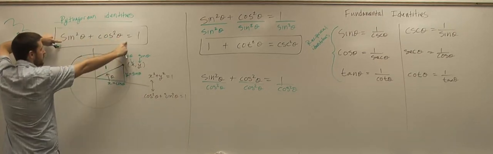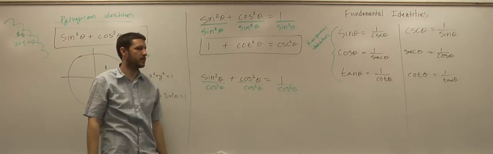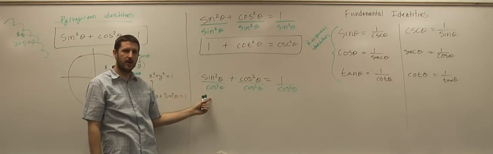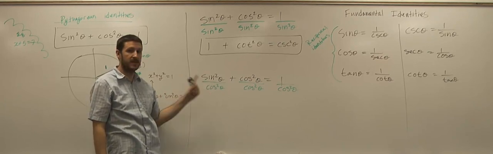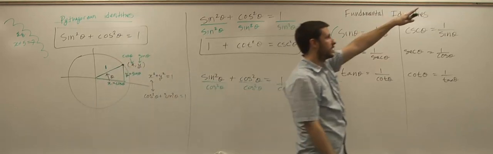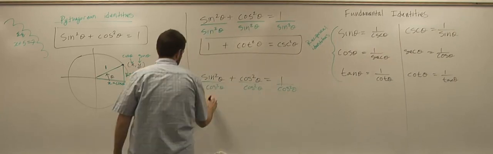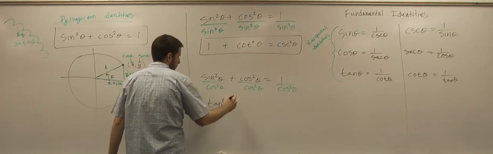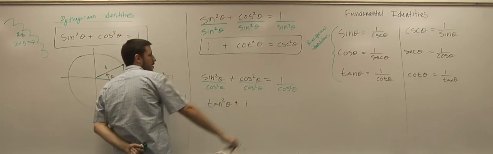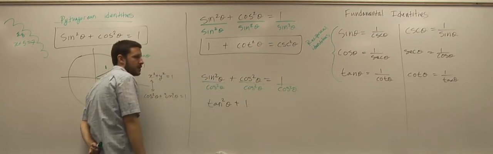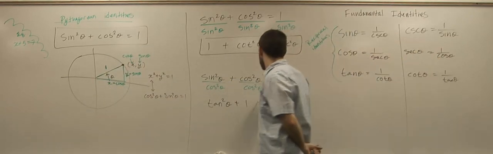Take this master identity here and instead divide everything by cos squared. Sine squared over cos squared. Well, forget about the squared. Sine over cosine. What's that? Tangent. Sine over cosine is tangent. So this one here is tangent squared. Cosine over cosine, 1. Reciprocal, 1 over cosine. Secant. The reciprocal of cosine is secant, so this will be secant squared.